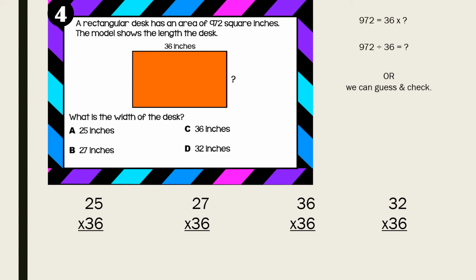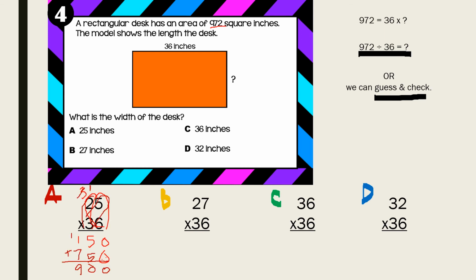Okay, so we could do 972 divided by 36 would give us our question mark because we know this whole inside area divided by one side length will give us the other. If you're like me, you would prefer to do multiplication rather than division. So I'm going to use what's called guess and check, and I'm going to solve A, B, C, and D and multiply and plug it into area equals length times width and see which one gives us the right answer of 972.